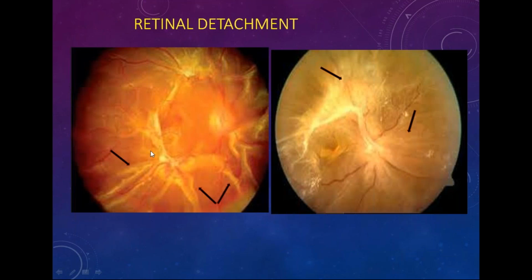This is a picture showing tractional retinal detachment. Which type of detachment occurs in diabetic retinopathy? Due to the presence of fibrovascular glands, there will be tractional retinal detachment. This is also a picture showing tractional retinal detachment.